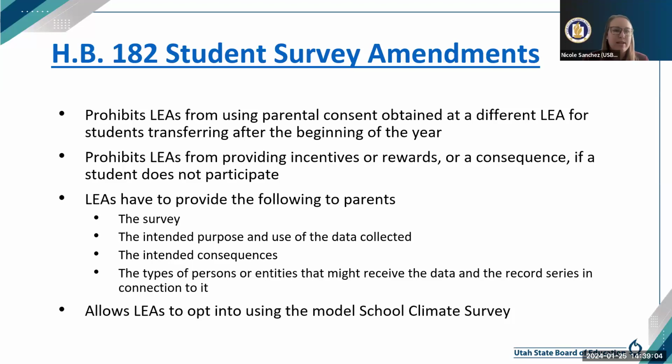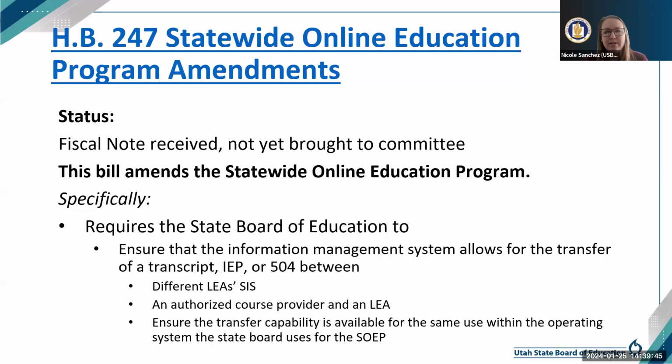It would also prohibit LEAs from using parental consent obtained at a different LEA, for example, if a student transferred, and it would prohibit LEAs from providing incentives, rewards, or consequences if a student chooses not to participate. And then at the time they're collecting consent, the LEA would have to provide the survey, the intended purpose and use of the data collected, the intended consequences, and the types of persons or entities that might receive the data and the record series in connection to it. And then it would also allow LEAs to opt into using the model school climate survey. And yeah, that's probably a more accurate thing to say, bills that are being considered.